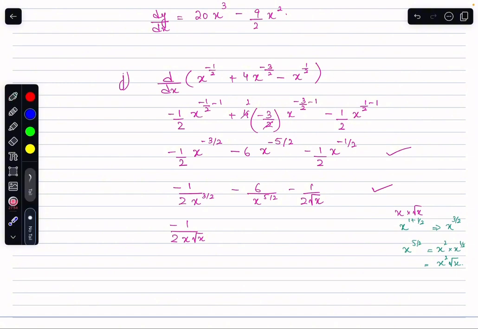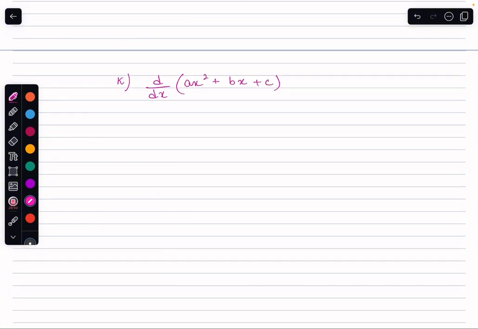So here I can simply write my equation in more modified form as -6 divided by x square, square root of x, and then here it's already a square root of x. So there are three forms which we can have for the derivative function in this case.